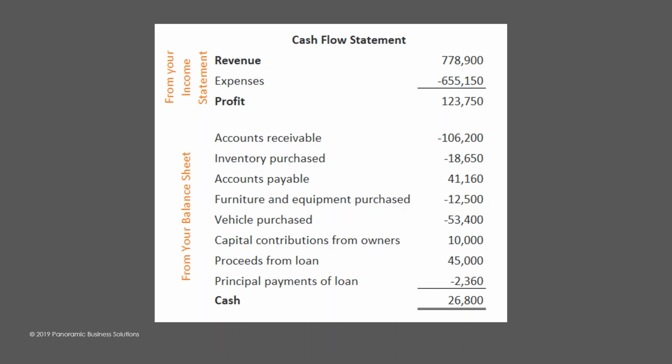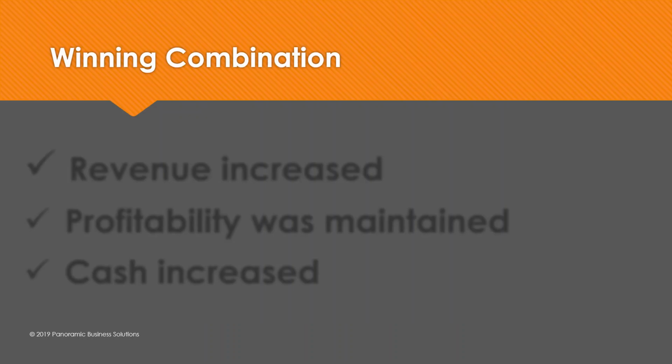When you look at this cash flow statement, one of the biggest numbers is the accounts receivable. Out of the revenue that you generated, $106,000 is still owed to the company from the customers. And so one of the first things we would want to do is go look at the accounts receivable report to see if any of our customers are past due, so we can convert that accounts receivable into cash.